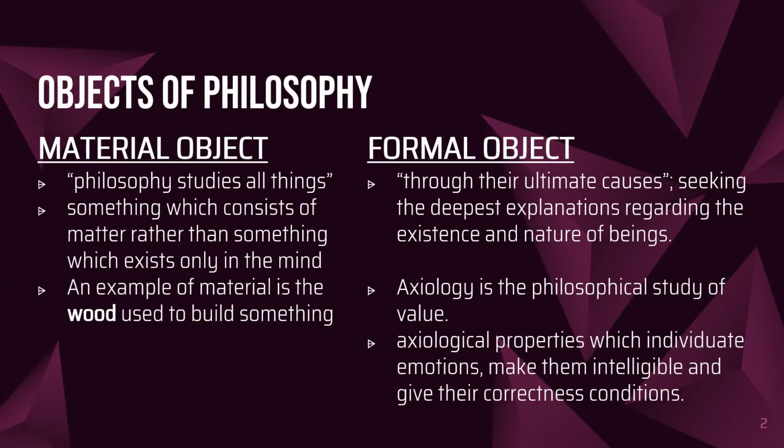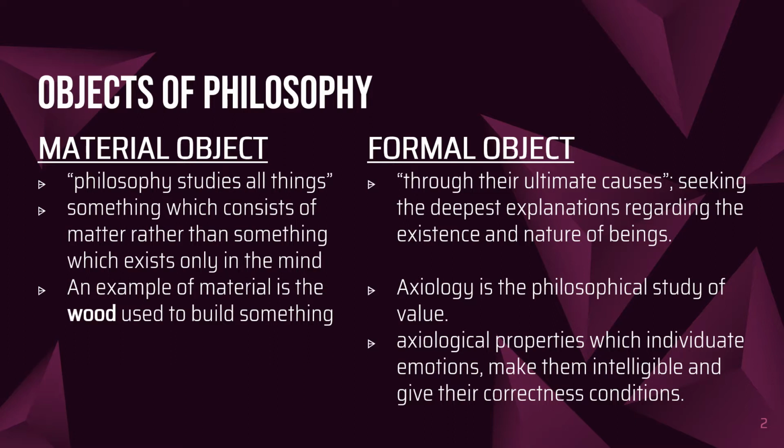There are two objects of philosophy: the material object of philosophy and the formal object of philosophy. Material object is what we call it when philosophy studies all things. Thus, all aspects of reality can be the object of philosophical study. In plain language, philosophy considers a material object as something which consists of matter rather than something which exists only in the mind. An example of material is wood, which is used to build something.